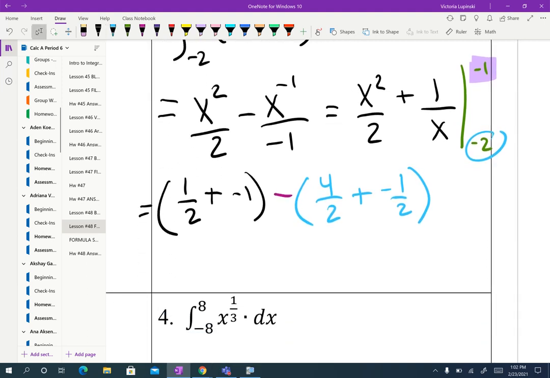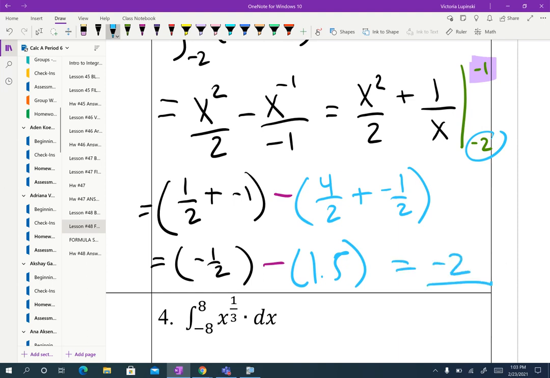Again, you can simplify it in one step, you can simplify it in two steps. It's really kind of up to you. So if I simplify the black first, 1/2 plus -1, that's going to give me -1/2. Then minus 4 over 2 is 2. 2 minus 1/2 is 1.5. So -1/2, which is -0.5, minus 1.5 is going to give me a final answer of -2.